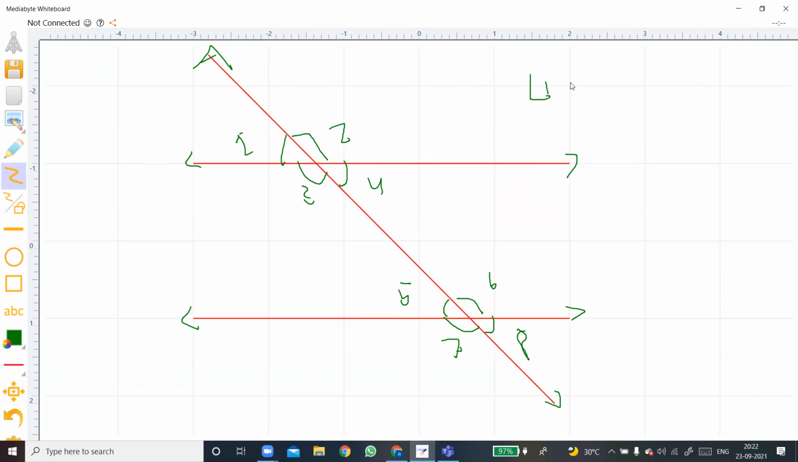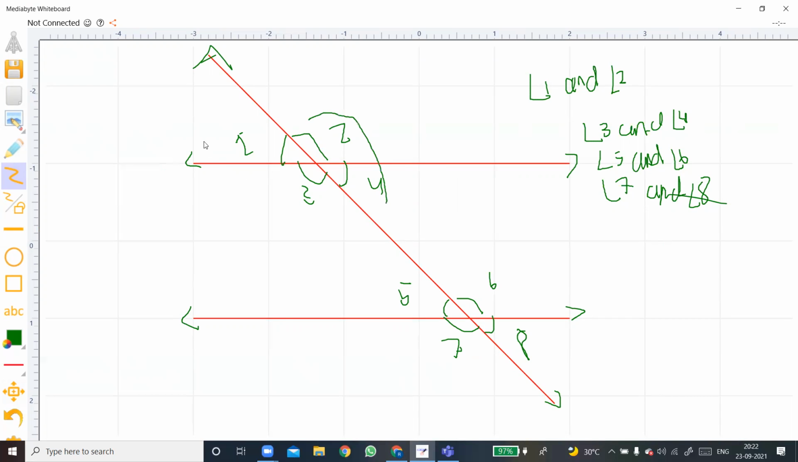Angle 1 and angle 2 are linear pair angles. Angle 3 and 4 are linear pair. And angle 5 and 6, if you take 5 and 6, angle 7 and angle 8. Right? Is that it? Any guesses for more? Yeah, here. This one, this one, this one, this one.